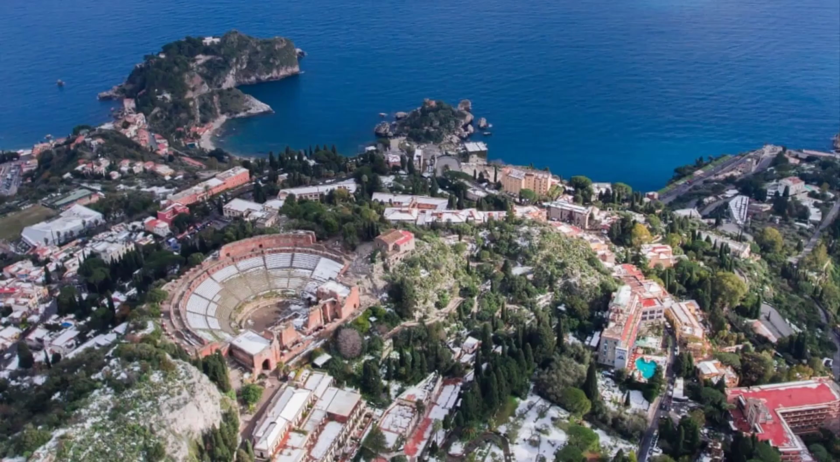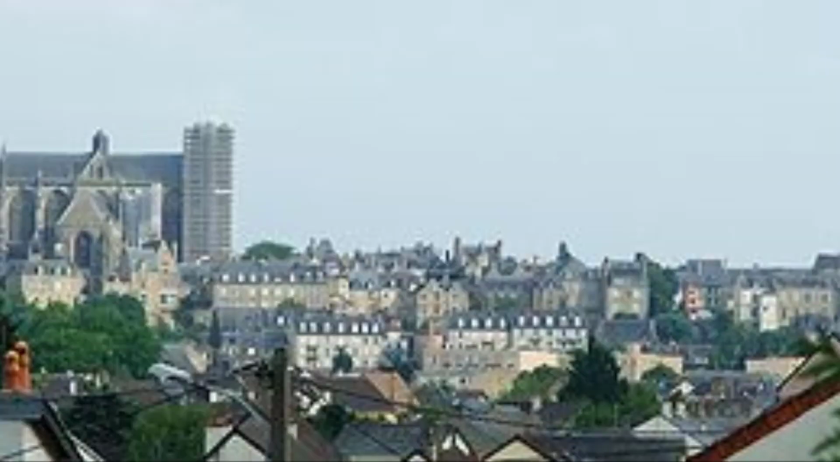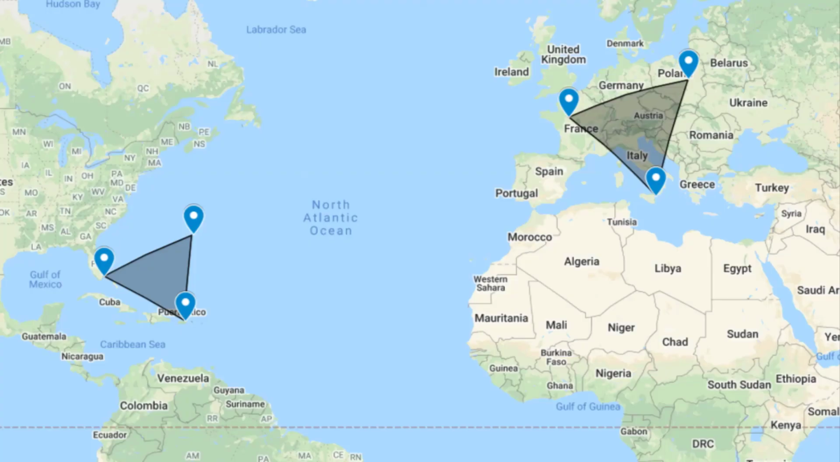In just a couple minutes, I had found my 3 cities: Warsaw, Taormina, and Le Mans. Here is a picture of the Bermuda Triangle and my triangle on the same map. As you can see, both triangles are the same.